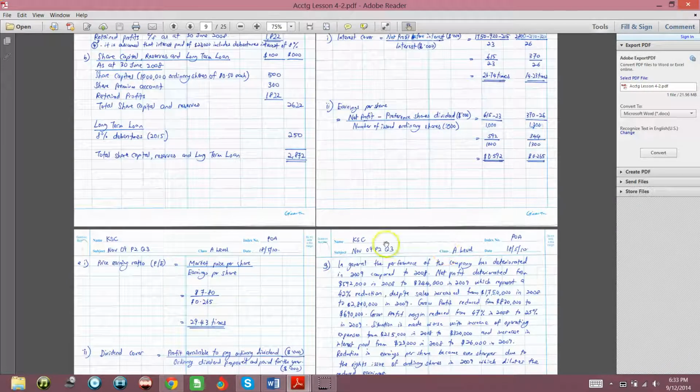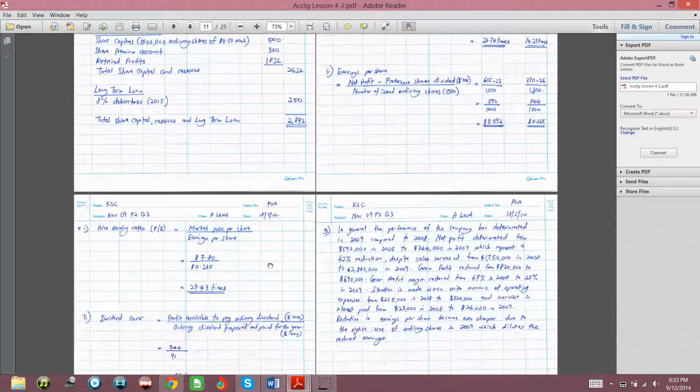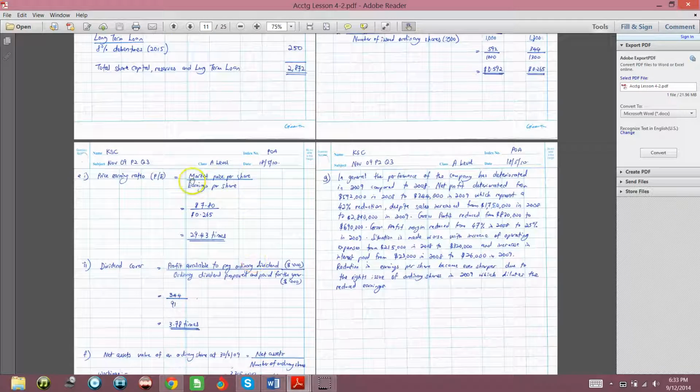Now we come to part E. Okay, calculate the following ratios. So similarly, ratios, before I explain in detail, you just finish up the question by copying the formulas from your syllabus guide. Okay, price earning ratio. So this is market price per share. Market price per share is given in the question. Okay, over earning per share. This is earning per share.